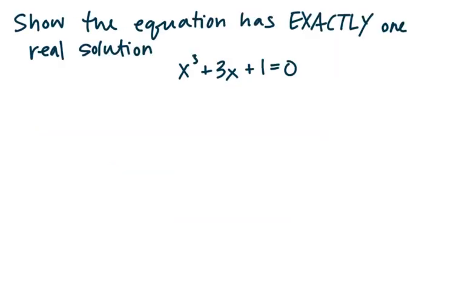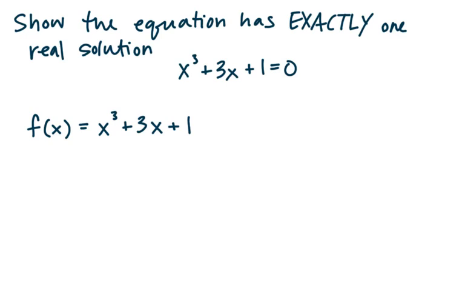So we're going to do an example here. We're going to show that this equation has exactly one real solution. So we're dealing with the equation x cubed plus 3x plus 1. So in order for us to do this, we're going to have to show a few things. The first thing we'll do is we will define this. We're going to call it a function. So we've got f of x equals x cubed plus 3x plus 1.